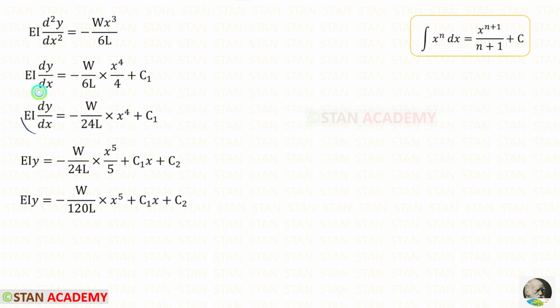Again, we need to integrate on both of the sides. When we integrate dy upon dx, it will be y. When we integrate x power 4, it will be x power 5 upon 5. In this term, there is no x, so we have to multiply with x, that is the integration. C2 is the new constant. 24 into 5, it will be 120.